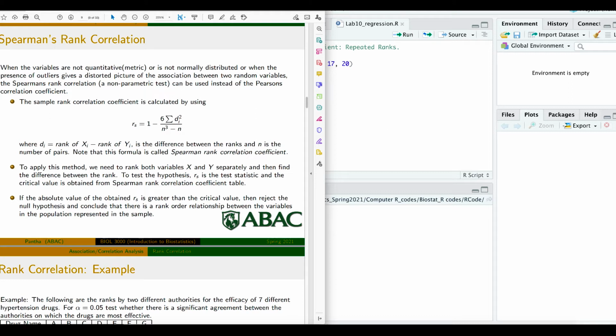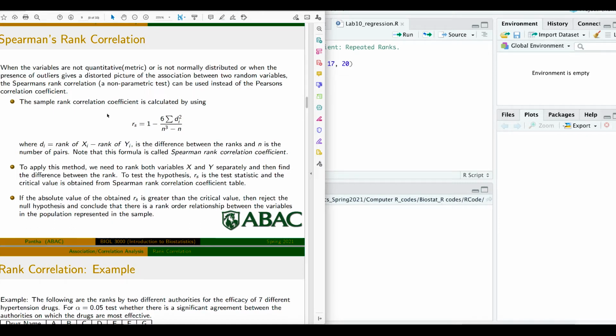Hi, in the last video, I discussed how we measure the association between two quantitative variables by using the Pearson's correlation coefficient. We denote it by lowercase r, right? And also we did the hypothesis testing. So here, I'm going to talk about the Spearman's rank correlation coefficient.